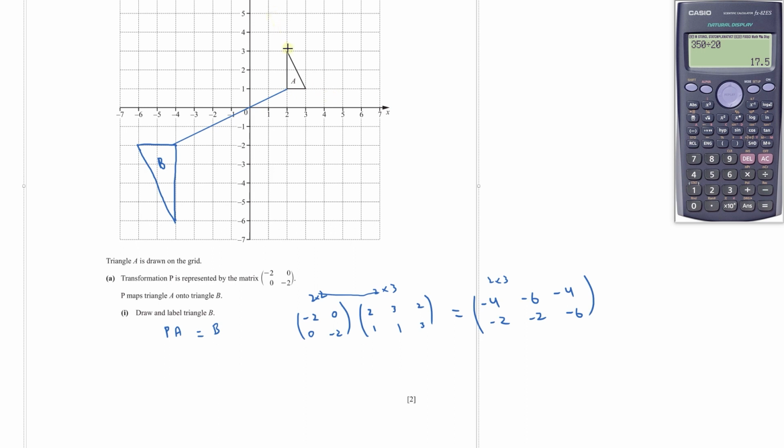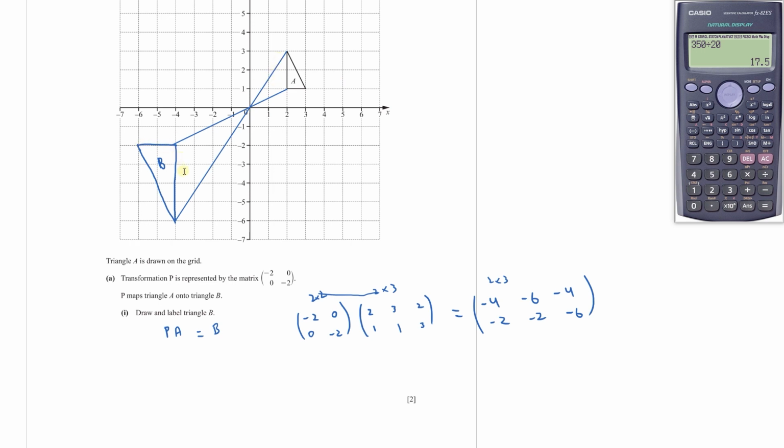And then this vertex in A is mapped onto this vertex in B. So let's join these. The lines connecting the corresponding points all intersect at the origin. So that means the center of enlargement is (0, 0). And what is the scale factor? The scale factor is 2, because you can see this length was 1 here, the length has doubled.